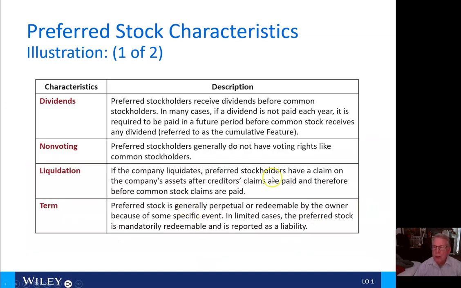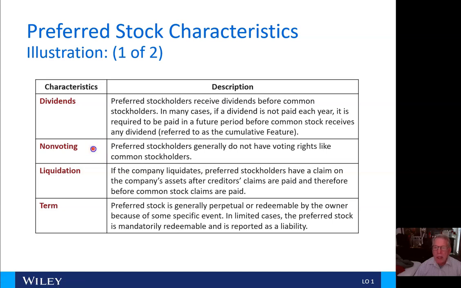All right, preferred stock. Here, preferred stockholders receive dividends before common stockholders. That's where the preference exists. In many cases, if a dividend is not paid each year, it is required to be paid in the future before common stock receives any dividends. That's referred to as cumulative preferred stock.